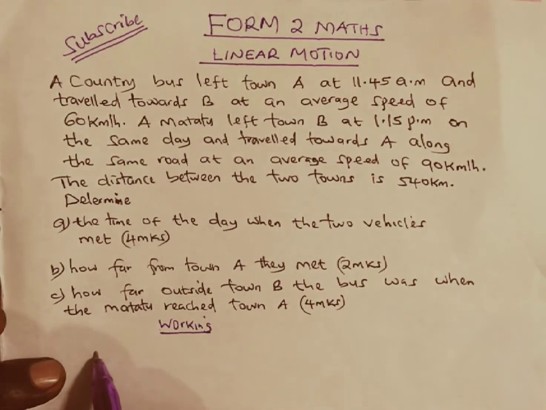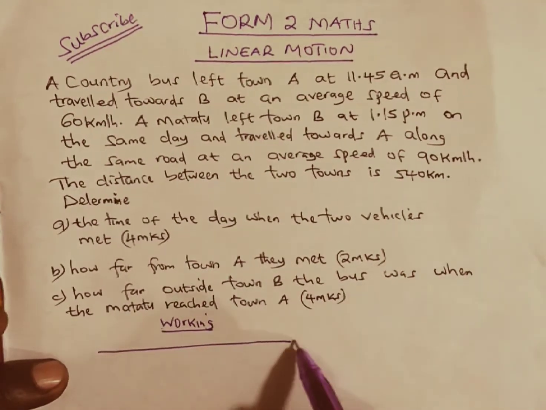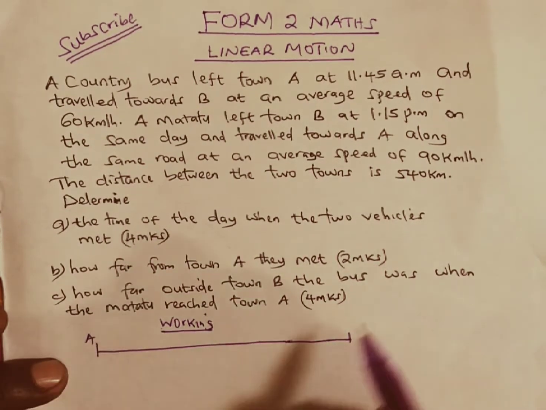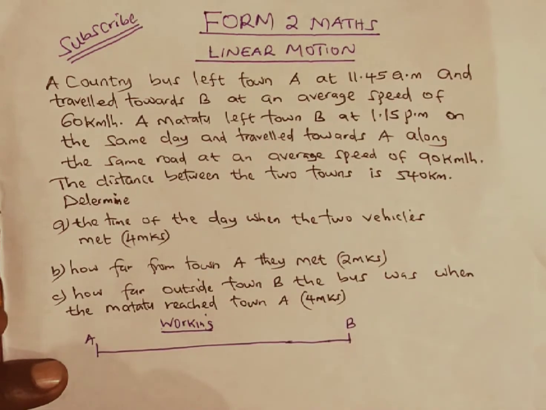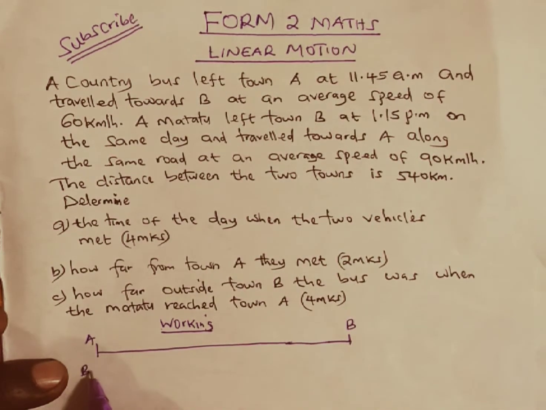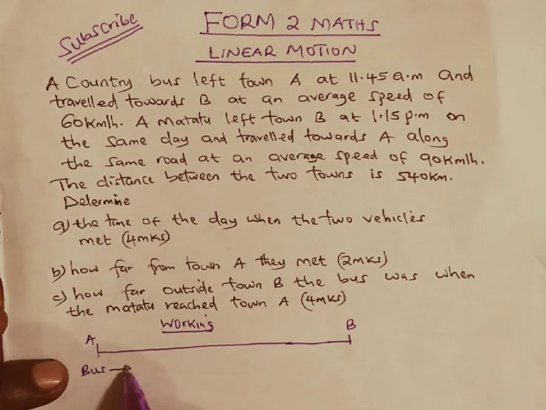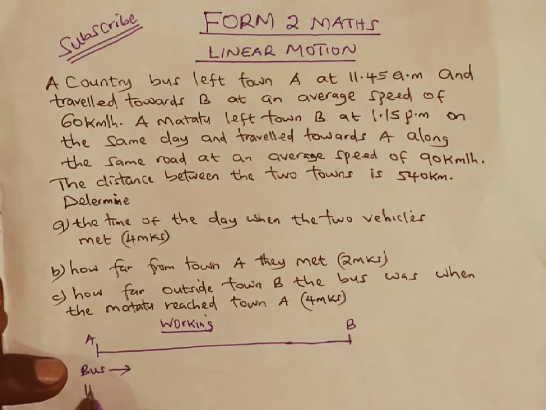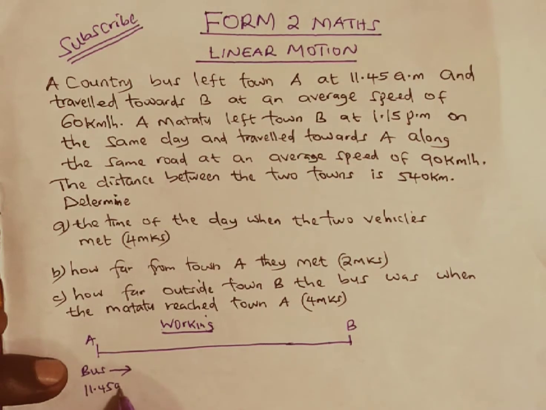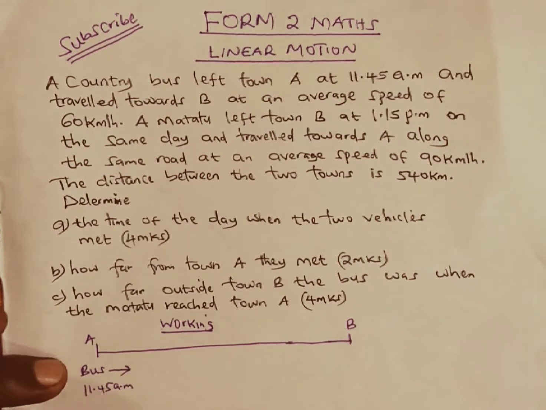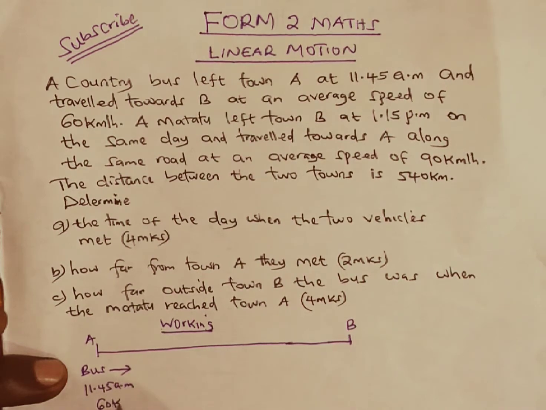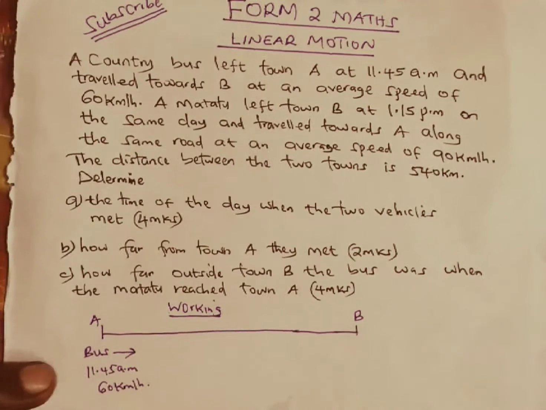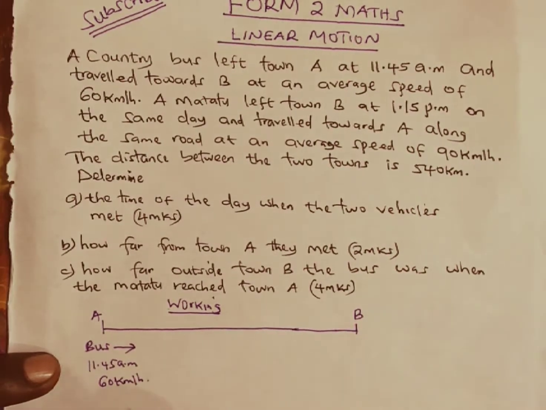So we have two towns. We have town A. We also have town B. And the bus is leaving town A, going towards town B. And the bus has started at 11:45 am with a speed of 60 kilometers per hour.